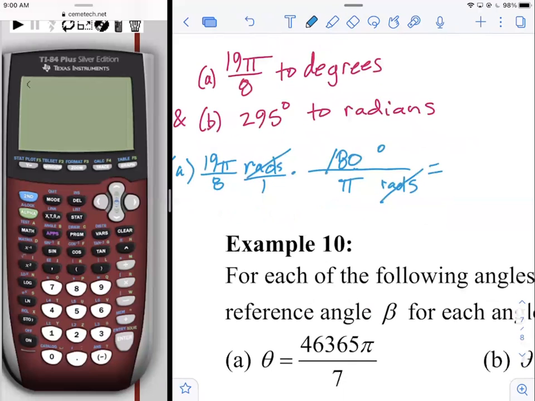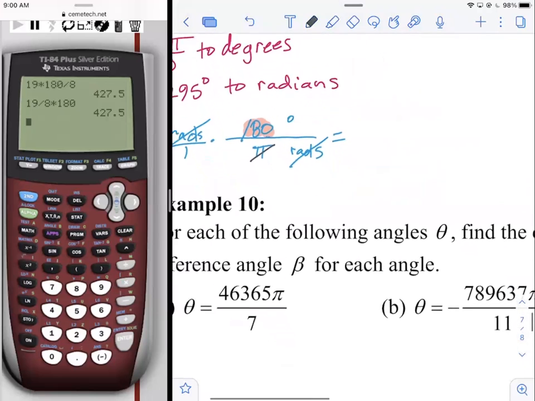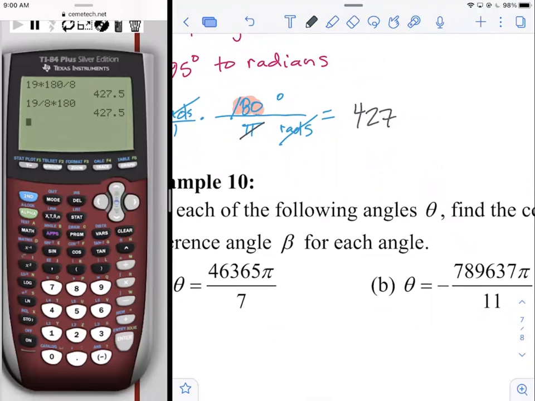Now we can multiply straight across. But wait, what happens with the pis? Do we even need to type those into the calculator? No, they divide out. So now, if you want, you can go to the calculator. What do we have? We have 19 divided by 8 times 180. It doesn't really matter the order, as long as we do it in the right sequence: 19 times 180 and then divided by 8, or 19 divided by 8 times 180. Either way, you get 427.5. Done, right? No, it's degrees. There you go.